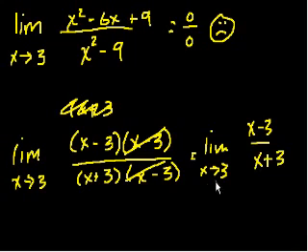Now let's just try to stick the 3 in and see what we get. Well, in the numerator we get 3 minus 3, we still get 0. But in the denominator we get 6, right? 3 plus 3 is 6. So now we get a good number, 0 over 6. Well, that's a real number, so it's 0. So that was interesting. The first time we did it, we got 0 over 0, and now we get the answer 0 by simplifying.